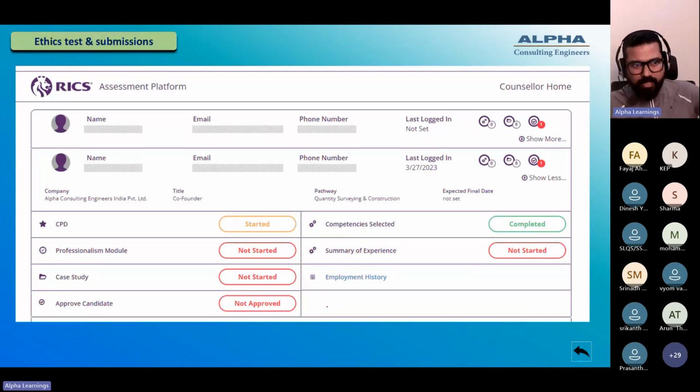This is the assessor's platform, where the assessor can see the documents, and then they can approve the candidate from here.